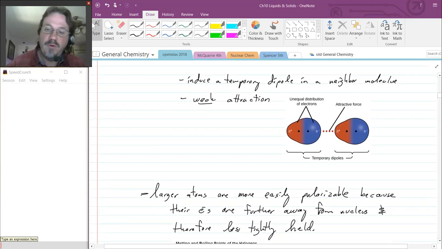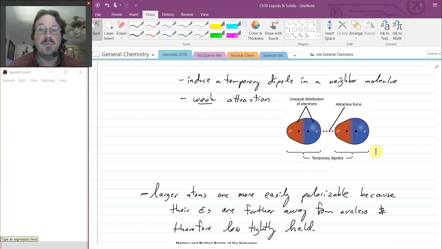Here's a little diagram figure from the textbook showing these again, temporary dipoles where you have partial positive, partial negative. They're showing in blue the partial negative, and so it induces a dipole in the neighboring molecule, and you get this weak, small attractive force. Every molecule does this because every molecule has electrons. But the question is, well, are they equal in attraction? Are they equal in force for every molecule? And the answer is no.